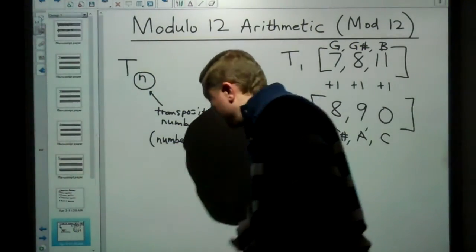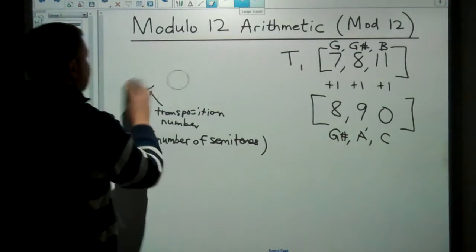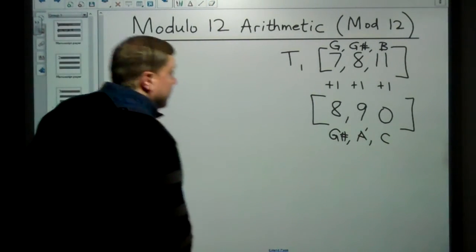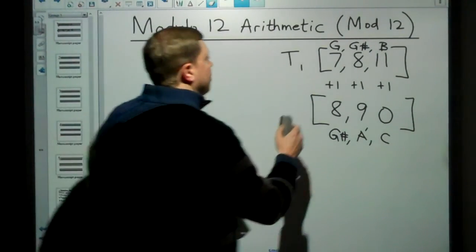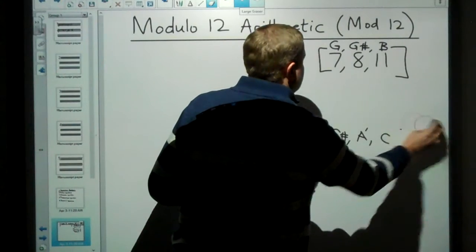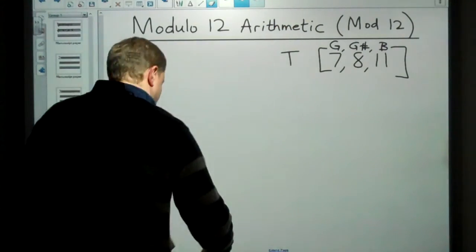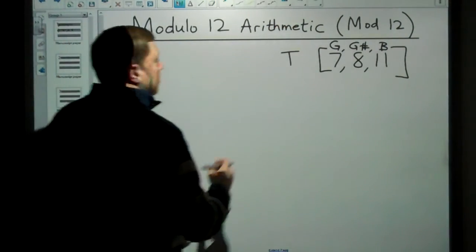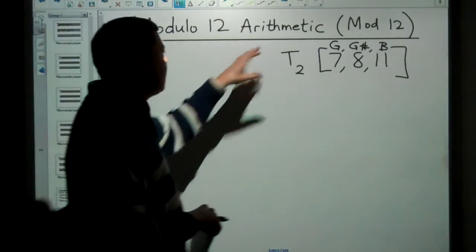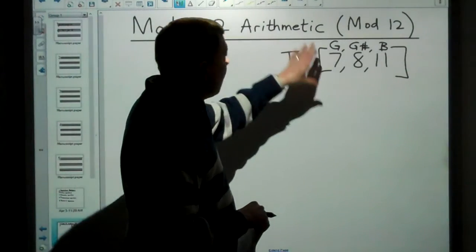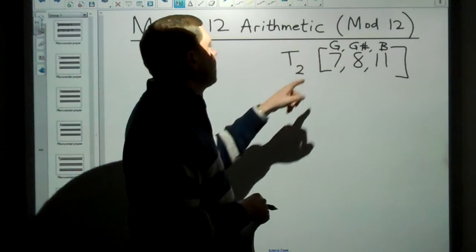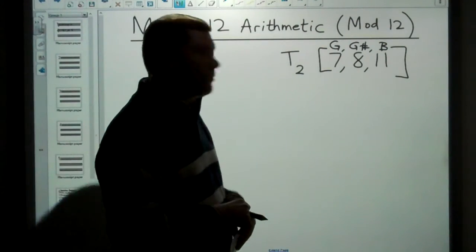Let's do just one more transposition example, and then we'll move on to inversion, and that'll hopefully be the last thing that we need to do. Alright, so let's say I want to transpose this particular set, 7, 8, 11, up 2 semitones. Raise it 2 semitones. Then the symbology would be T sub 2 of the pitch class set 7, 8, 11. That means transpose this pitch class set up 2 semitones.